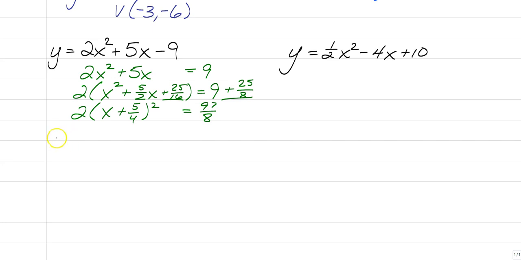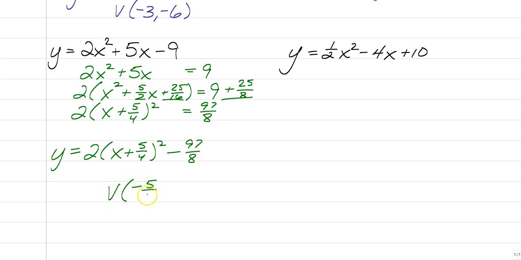Subtract it back over. We have y is equal to 2 times (x plus 5 fourths) squared minus 97 eighths. So we have a vertex of negative 5 fourths, comma, negative 97 eighths. All right, so again, steps identical. The answer is just ugly because we have big nasty fractions. Like I said, your graphing calculator can handle them. So if you're not a big fan of the fractions, get your calculator.